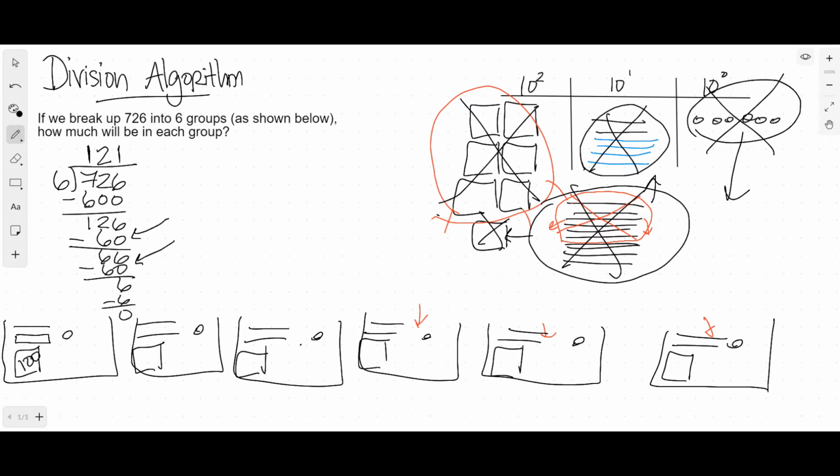So let me pause this real quick. One more point to make before I erase all of this is that we have 121 as our answer up here from the constantly subtracting groups of 6. That is what is in each bin. 100, and then the 20, and then 1 more. Okay?